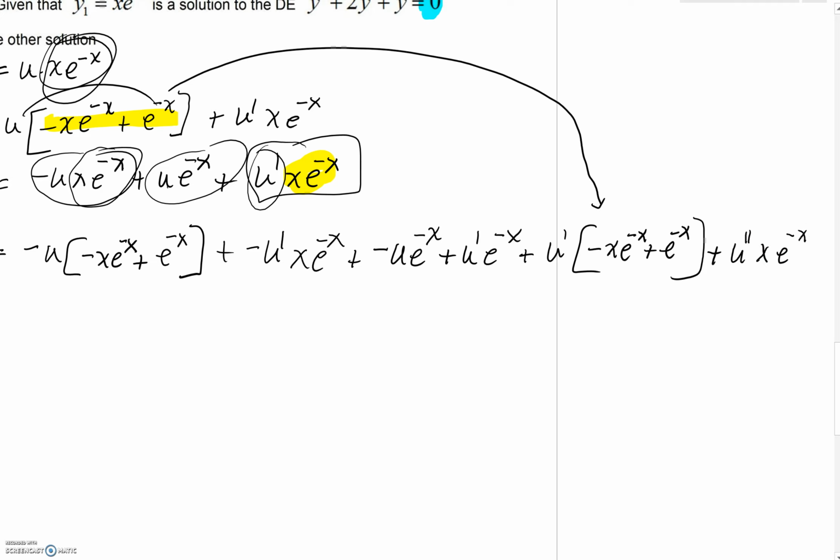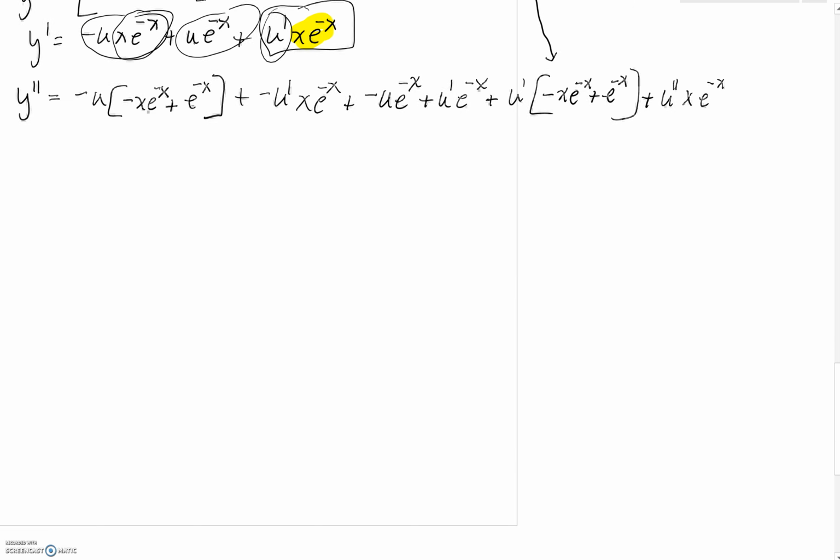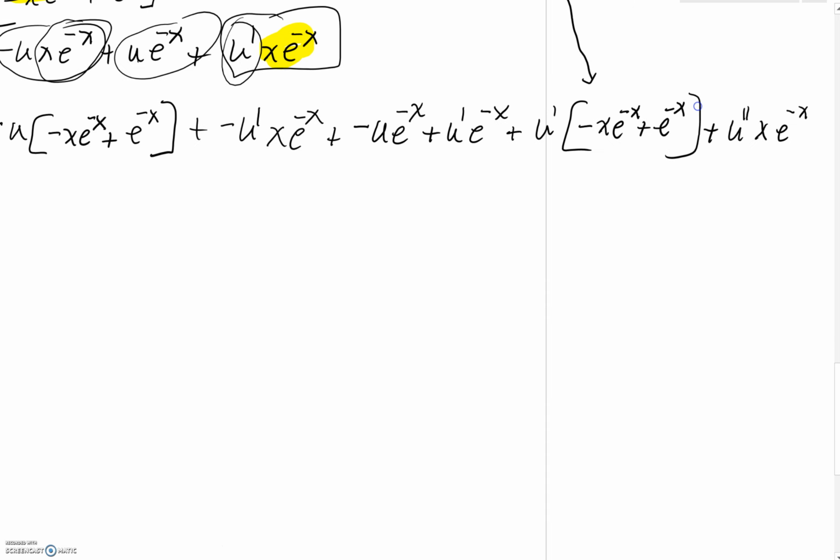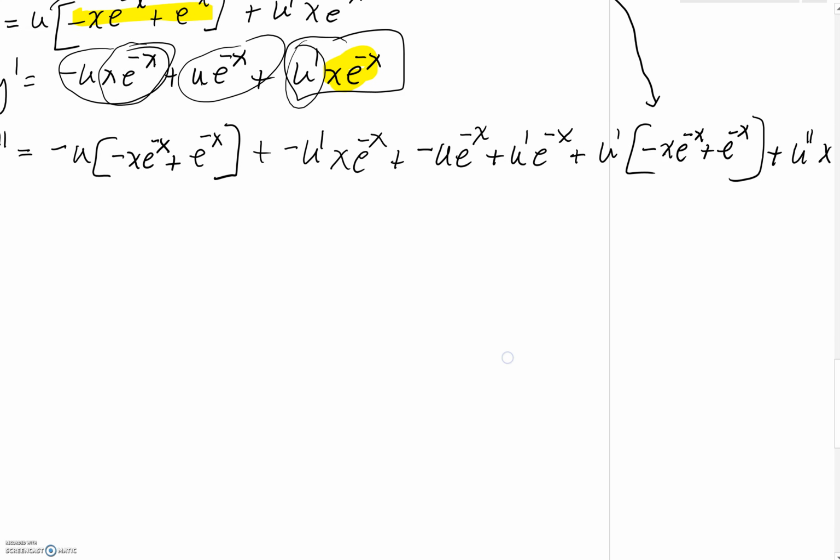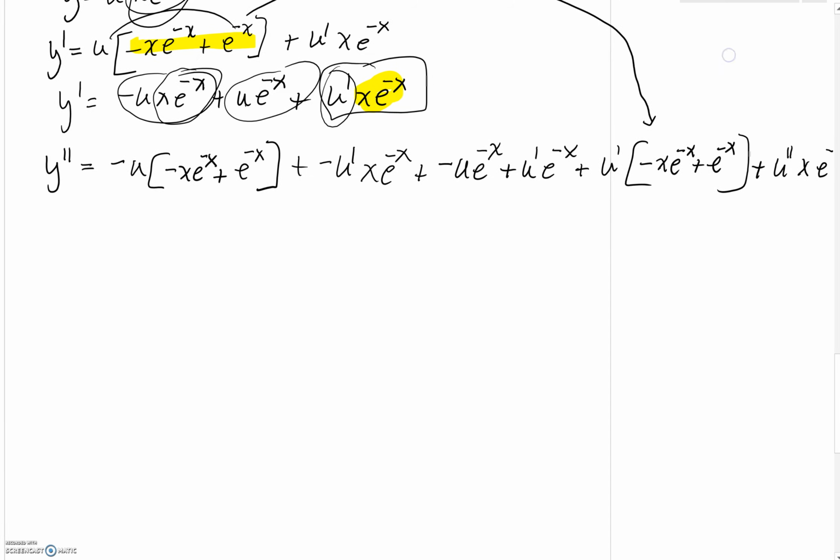So at this point, guys, we've got some cleaning up to do. We've got quite a bit of cleaning up to do. And let's see if we can do that right now. As we distribute, let's see, a negative times a negative is actually going to get us a positive. So we'll have a u x e to the negative x.